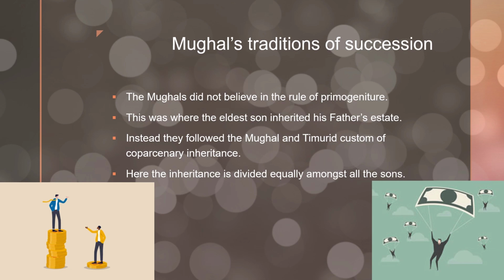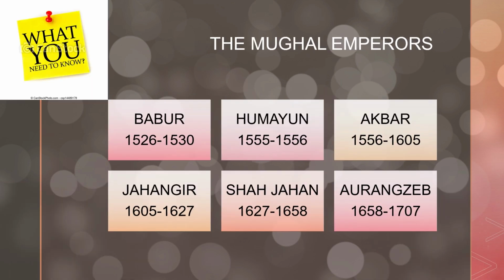The first image shows primogeniture, where the eldest son gets most of the wealth and the other sons are left with nothing. And the second image shows compulsory inheritance, where all the sons are given equal amount of estate or wealth.